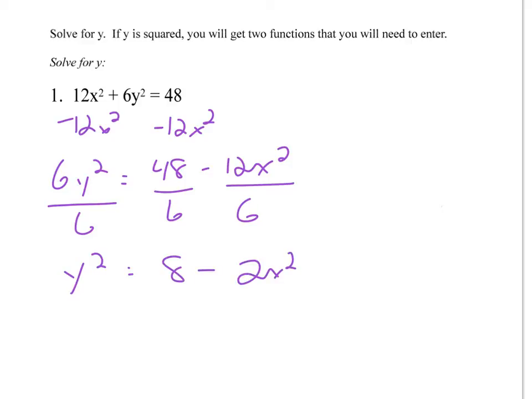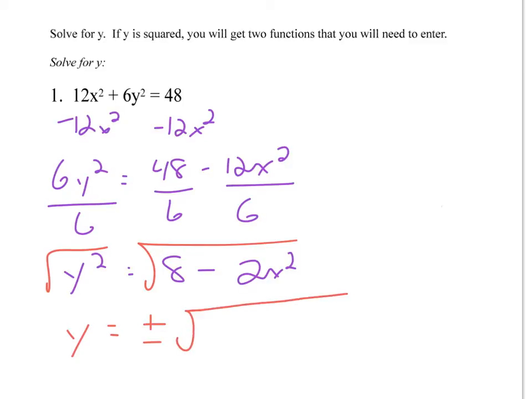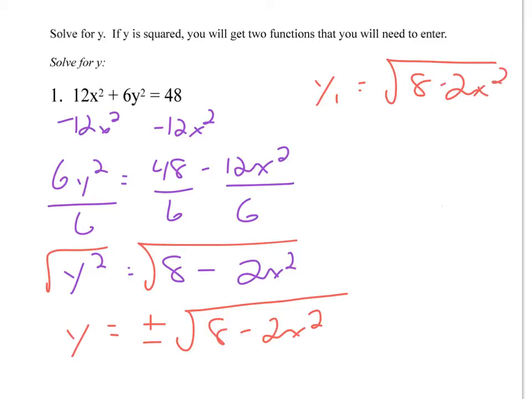I'm going to take the square root of both sides, switch colors so you can see. And of course, when we take the square root of y squared, we get y is equal to, now don't forget, we have a plus or minus, and there are our two functions. The square root of 8 minus 2x squared. So you're going to punch into y1 on your graphing calc, square root of 8 minus 2x squared. You don't need to simplify it. You can, but you don't need to. And in y2, we're going to punch in negative radical 8 minus 2x squared.